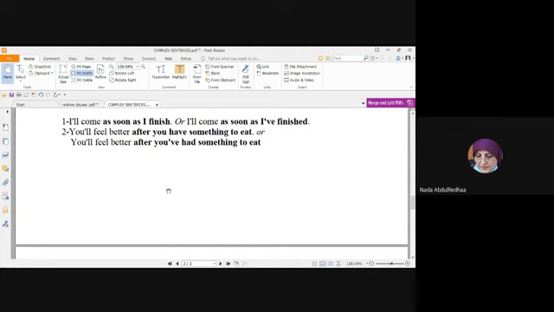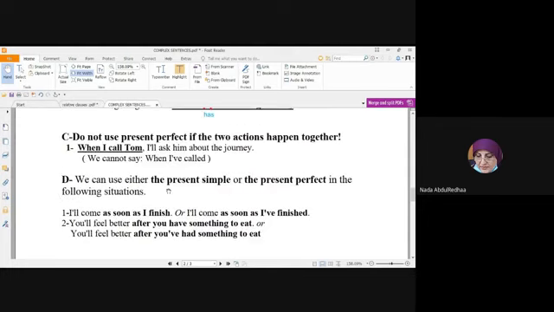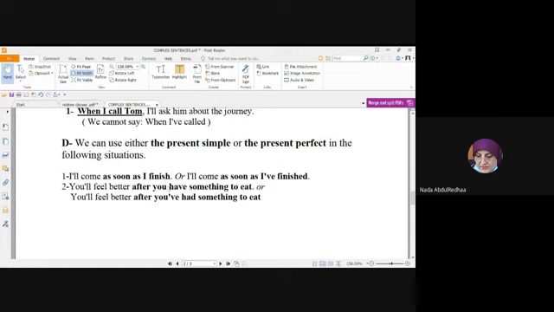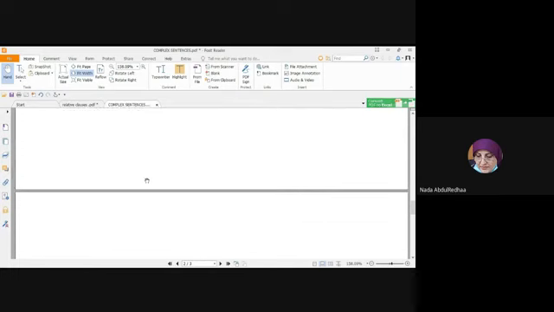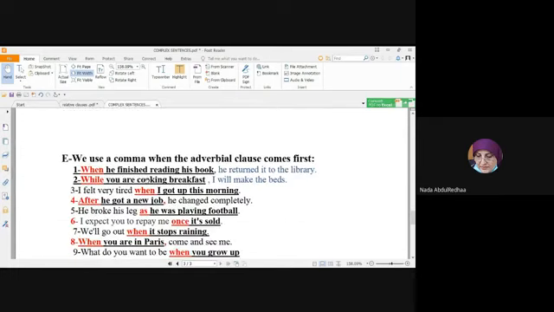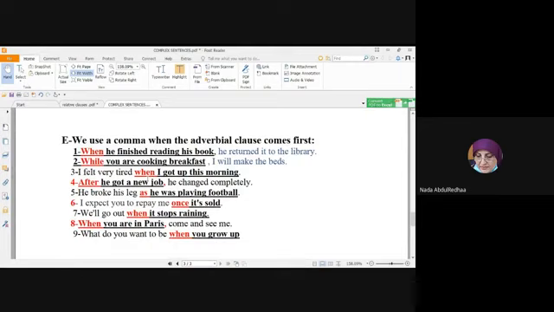And of course, in all these examples, you can shift the other clause to the beginning and vice versa. For example, after you have had something to eat, comma, you will feel better. Okay, so we showed this and we discussed this before. There's no need to repeat the idea within every example. The next note is that we use a comma when the adverbial clause comes first. And we said this is one of the structures of the complex sentence.